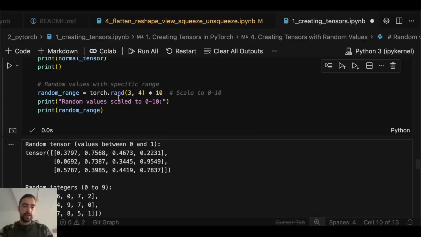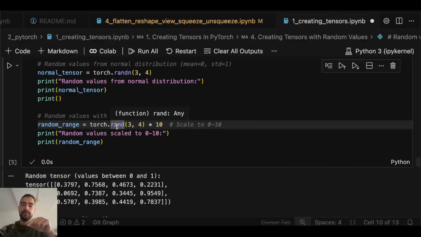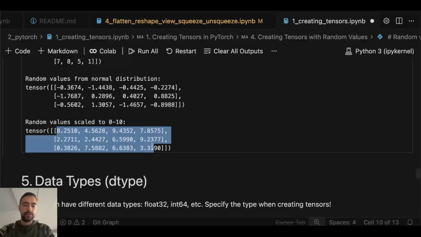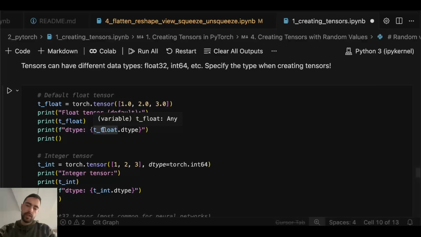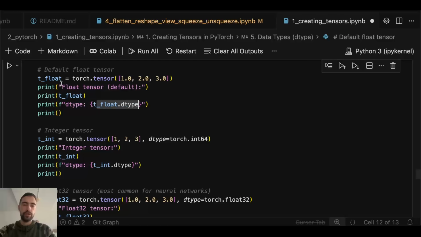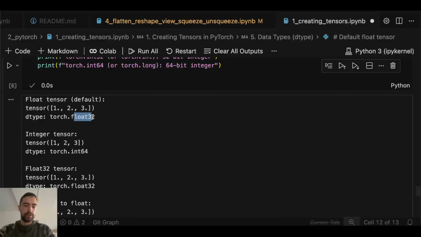You can also use this trick: torch.rand will give you values between 0 and 1, but you can multiply all of those values by 10, so then they will be between 0 and 10. Here we can see that values are between 0 and 10. You can also print the data type of the tensor, so it's going to be float if you initialize it like this, but you can also specify the data type to be int64 or float32, because originally it's float32.